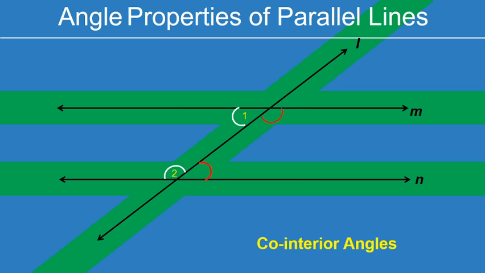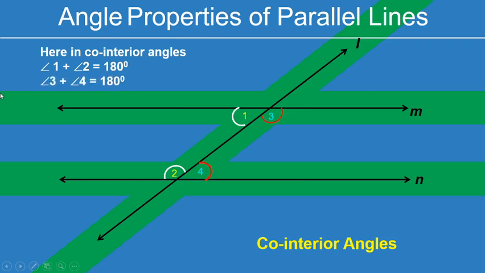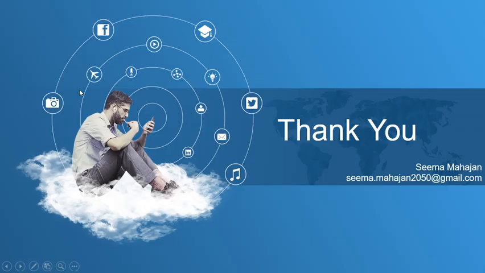So there is one property that the sum of the co-interior angles, the sum of these two co-interior angles, is 180 degrees. Same way, the sum of these two co-interior angles is 180 degrees. What we have got here is that the sum of angle 1 plus angle 2 is 180 degrees. Same way, the sum of angle 3 and angle 4 is also 180.